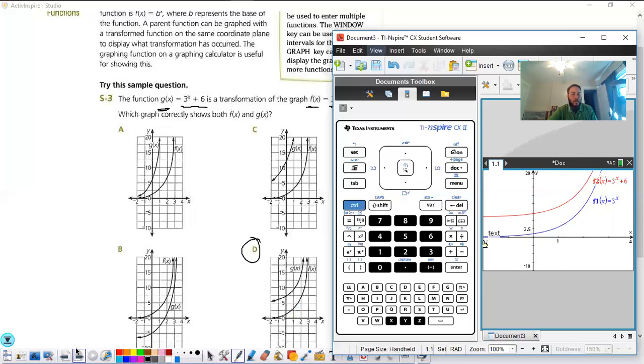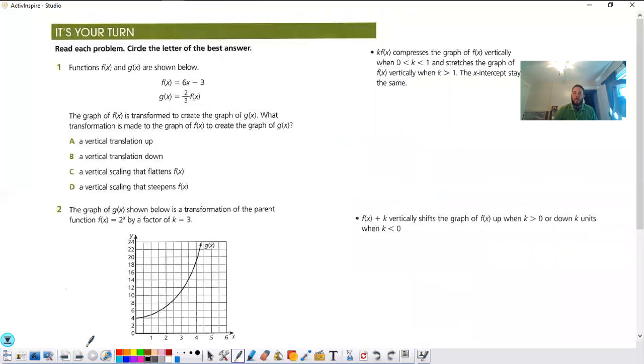So moving on here. So question 1. Now it's your turn. So read each problem, circle the letter of the best answer. So question 1 says f of x and g of x are shown below. So f of x is a line that says equals 6x minus 3. And then g of x is 2/3 multiplied by f of x.